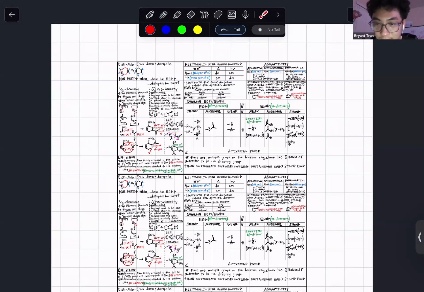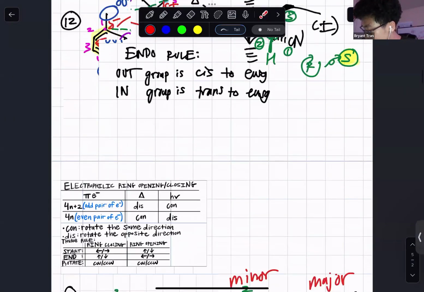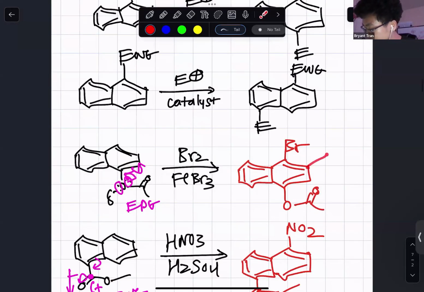What happens if the halogen isn't in that position? If the halogen isn't in this position, then that would be the minor product. Like if you put the halogen here, here, here, or here, or any other carbon, that would be the minor product.